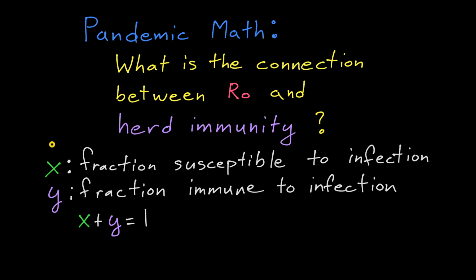Okay, so now that we've defined X and Y, and we've defined how they are related, let's go back to the question, what is the connection between R0 and herd immunity, and define R0. So what is R0? It's called R0, first of all, because this is just a 0, and another word for 0 is just naught. So what is R0? Well, R0 is just the basic reproductive number.